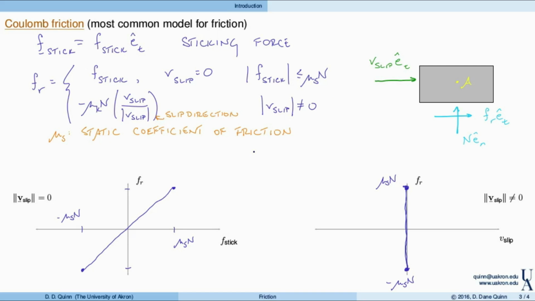So now looking at these plots, we see that if v slip is non-zero, but v slip is positive, then the friction force is minus mu k times N. So that'll be a line that looks like this, minus mu k times N. And if v slip is negative, we get plus mu k times N. This value of mu k is known as the dynamic or kinetic coefficient of friction. And again, it's something that is experimentally measured.